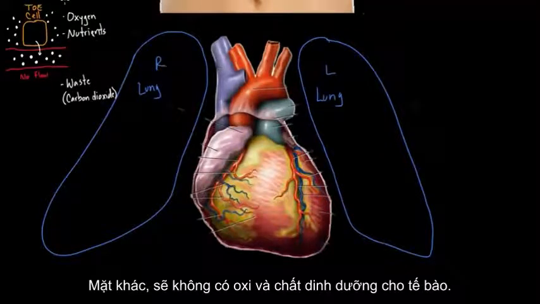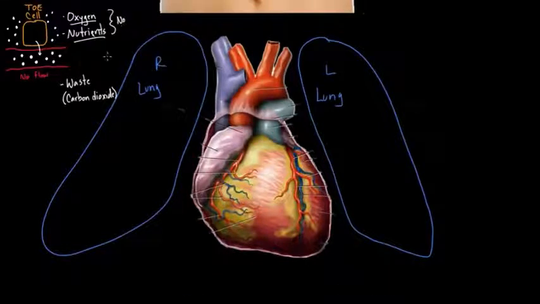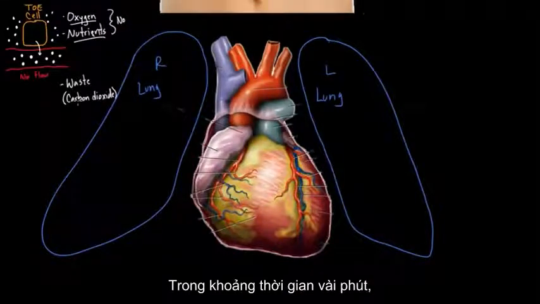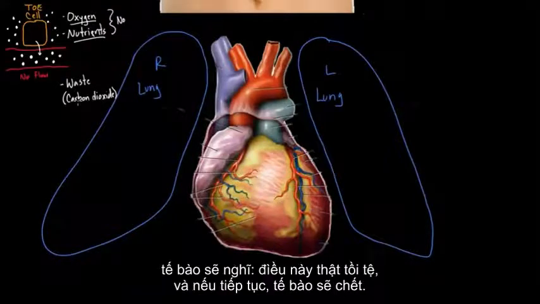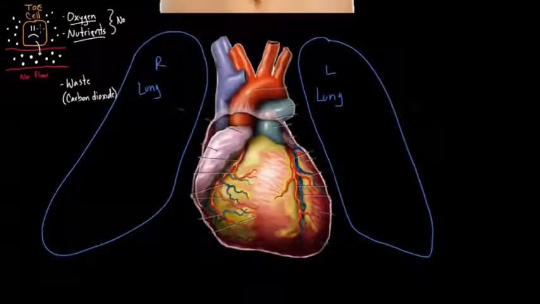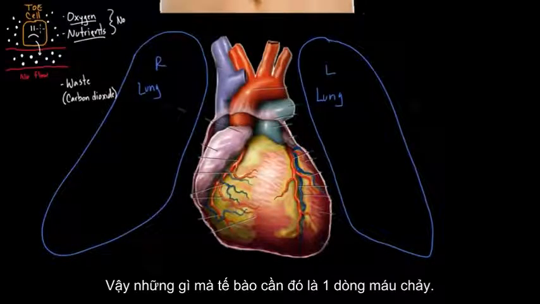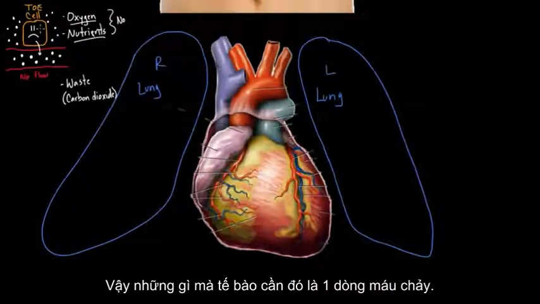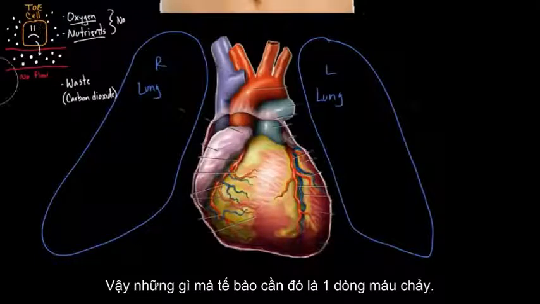And on the flip side, is it getting oxygen or nutrients? No, it's not getting either of these things. So before very long, I would say within minutes, our toe cell's thinking, well, this is not a very happy way to live. This is actually really very sad. This is awful. And if this continues, the toe cell would die. So what a toe cell needs, and what every cell needs, whether a finger cell or a skin cell or really any living cell, is flow, right? It needs this blood to be flowing nicely and smoothly.